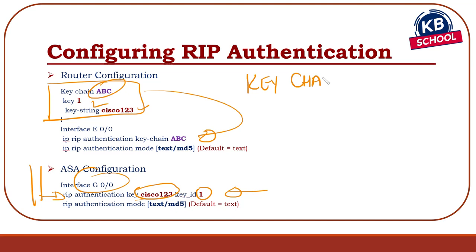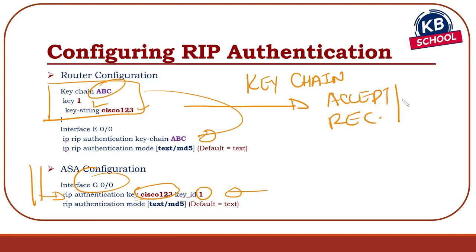The keychain, although we're not doing it over here, allows you the ability to set a send, accept, and receive lifetime, which allows you the ability to create keys for maybe the next 6 months. So I can say key 1 is valid from the first of this month till the end of the month. Key 2 is valid from first of next month to the end of the next month, and so on and so forth. Whereas over here, I would need to manually go in and change the key every month.